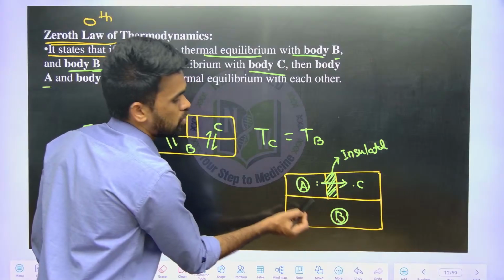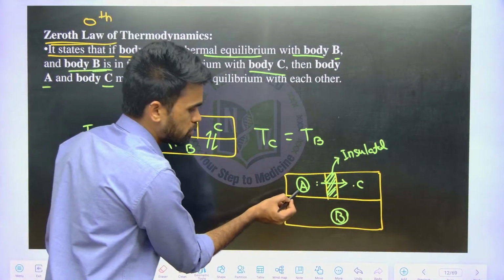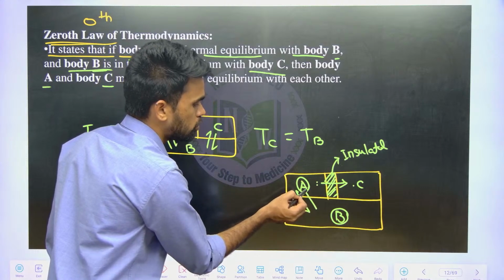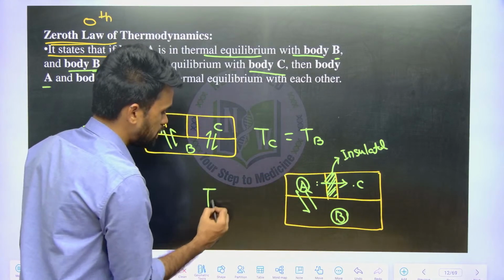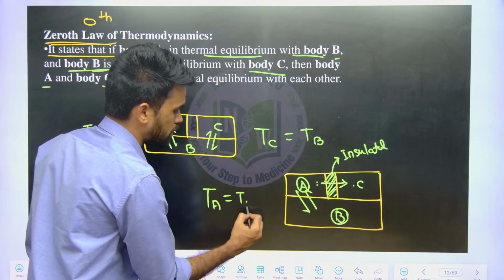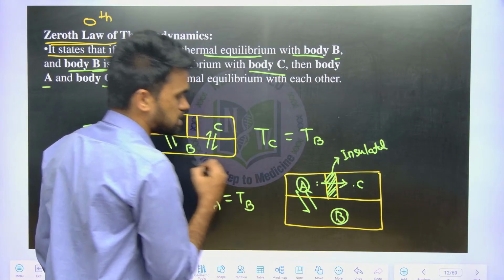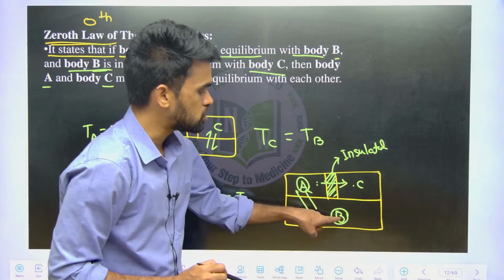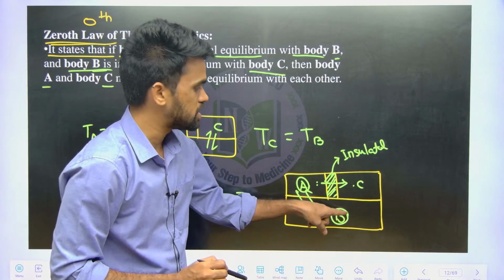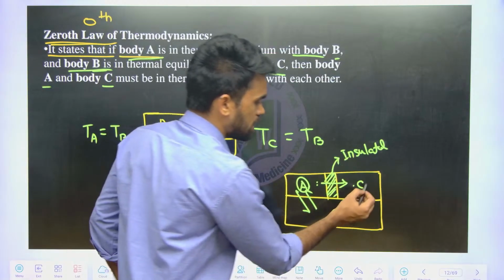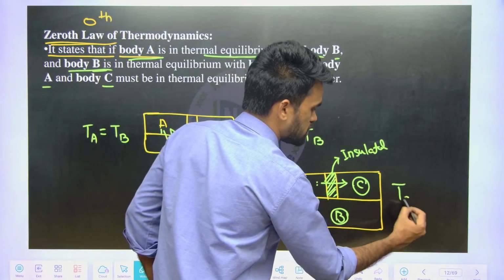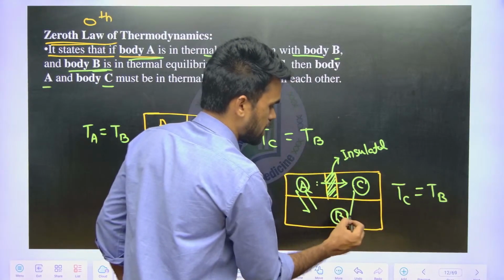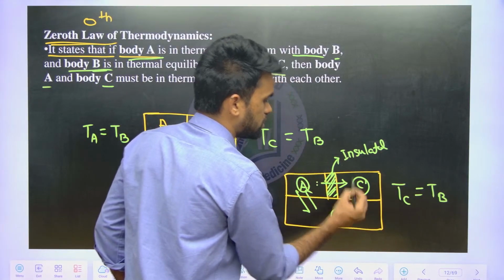This is just like a closed system. So temperature can transfer from A to B and B to A. So TA is equal to TB, the temperature of A is equal to the temperature of B. Similarly B can also exchange its heat with C. So what can I say here? The temperature of C can be equal to the temperature of B. So they can also exist in thermal equilibrium with each other.